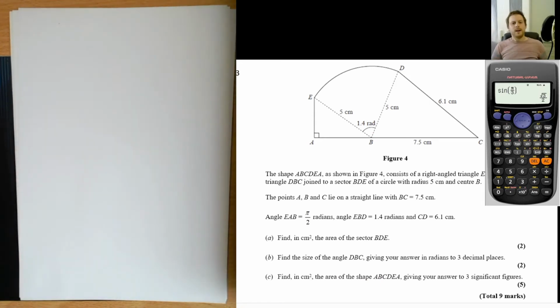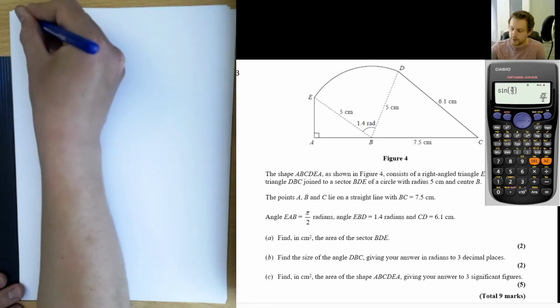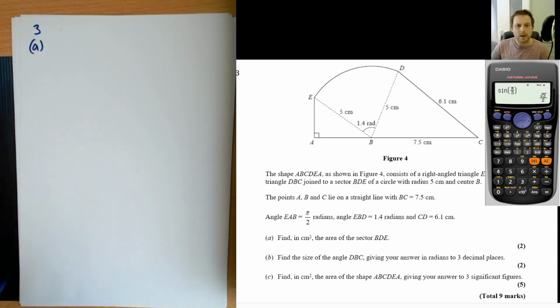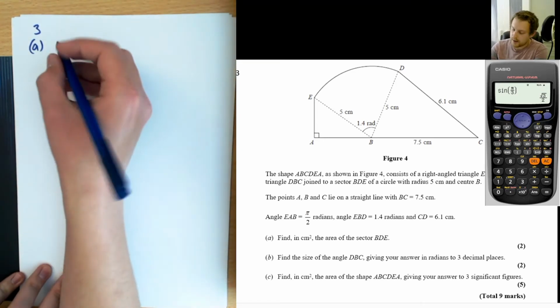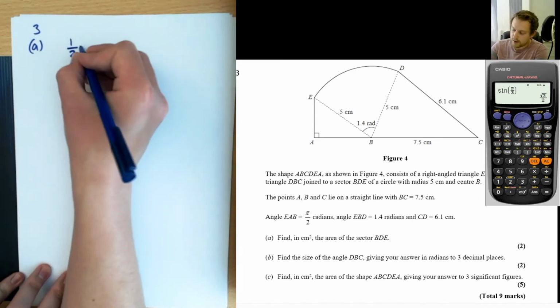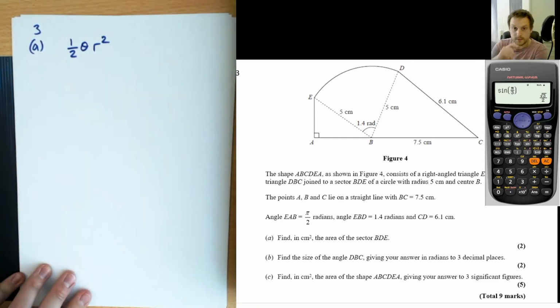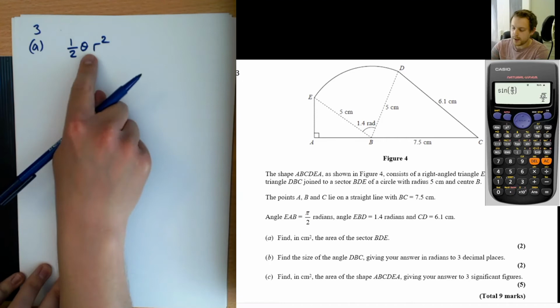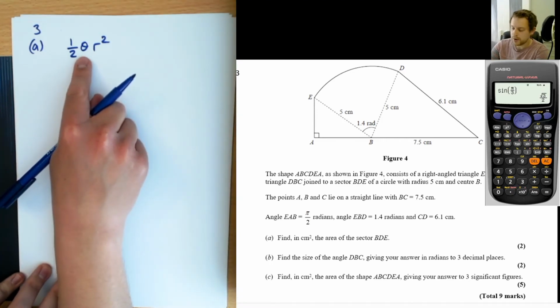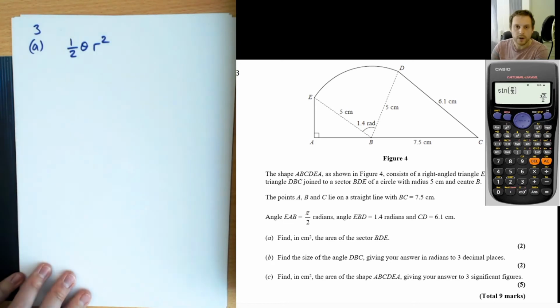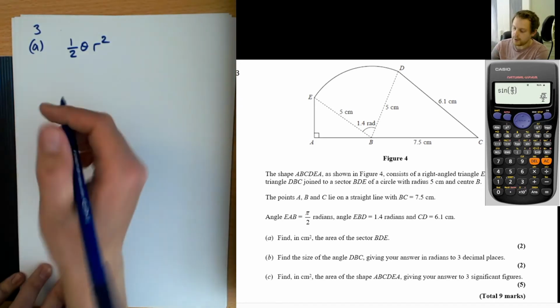Goodness, right. What have we got? We've got a big shape. Okay, so part A for number 3. The area of that sector, the sector formula is a half theta r squared. If, for example, theta was 2 pi, if it was the whole circle, half of 2 pi is pi, and you recover pi r squared, the formula for the area of the whole circle.